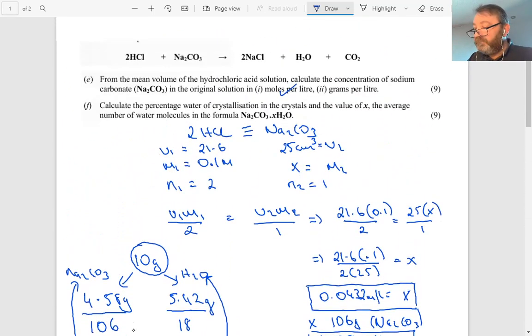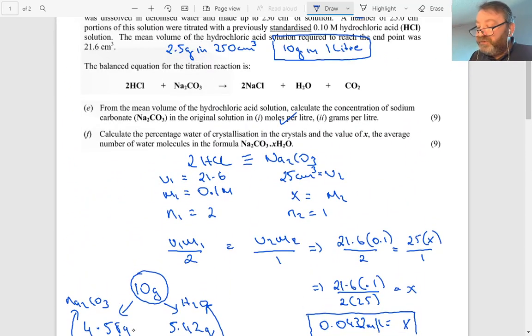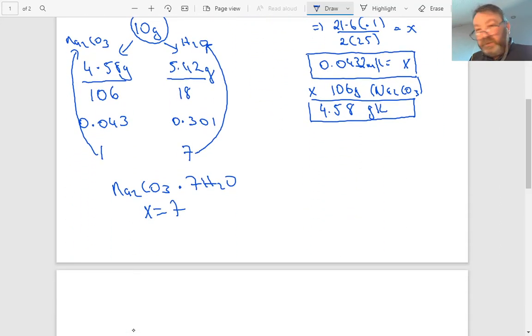Okay. And what else do they ask me to do? The percentage of water in the crystals. Well, that's fairly okay. How many grams of crystals did I put into a litre? 10. Out of that 10 grams, how much was water? 5.42. So therefore, we change that into a percentage by multiplying it by 100, which simply means you're going to multiply 5.42 by 10, and I end up seeing that there is 54.2% water in these crystals.